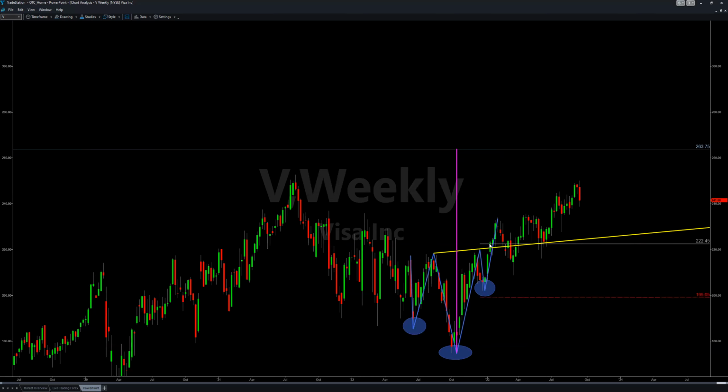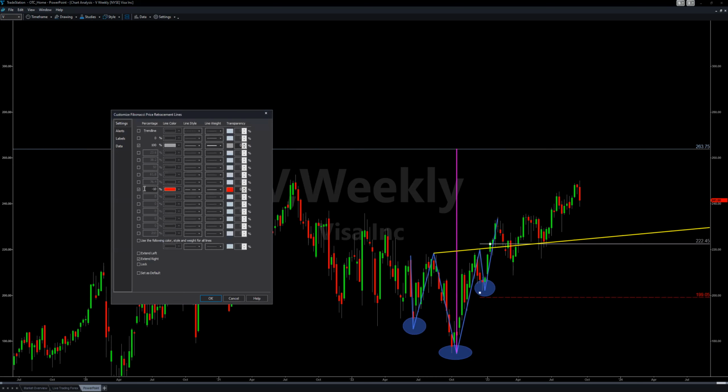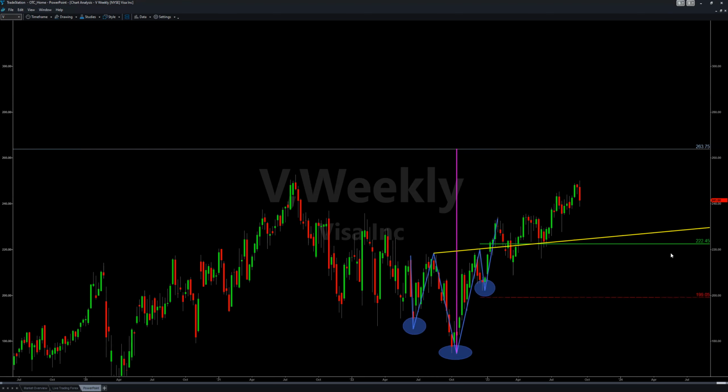Okay. Color is green, of course. Our entry is 222.45. And this is our stop loss, 199. This is option number 1, right? And look, we are also still in profits here, right? We have more space to the upside.